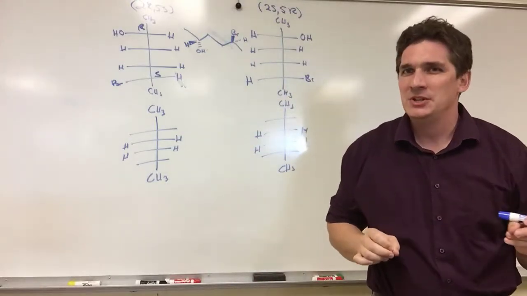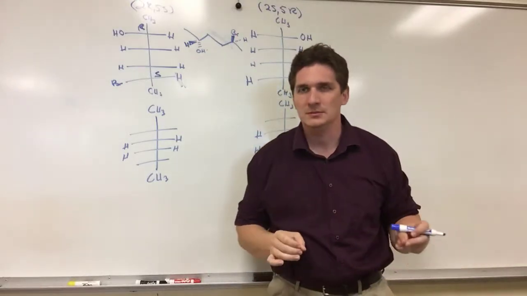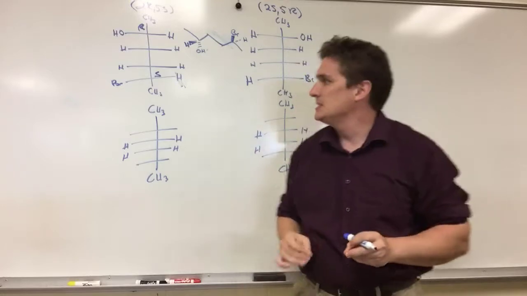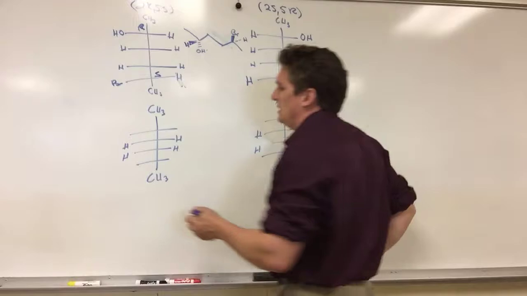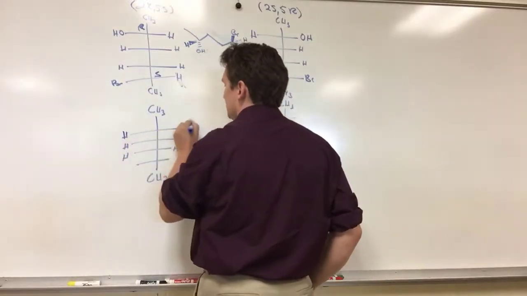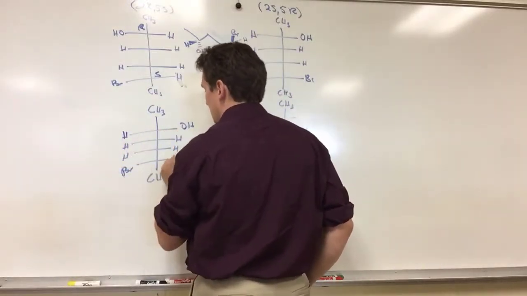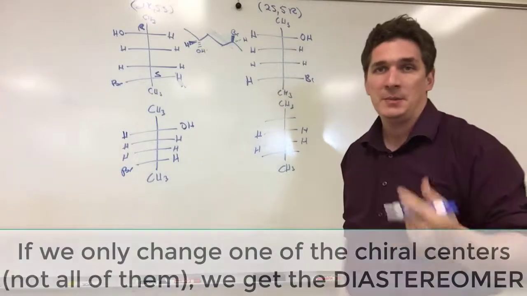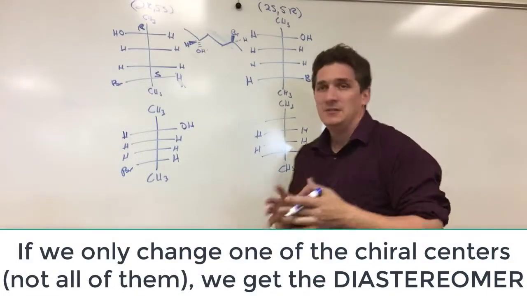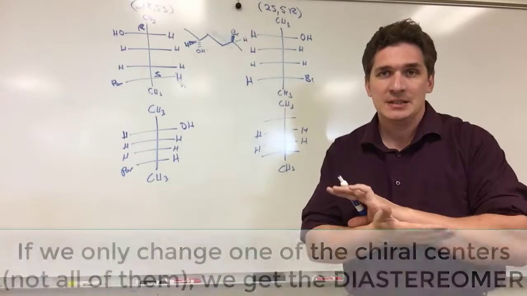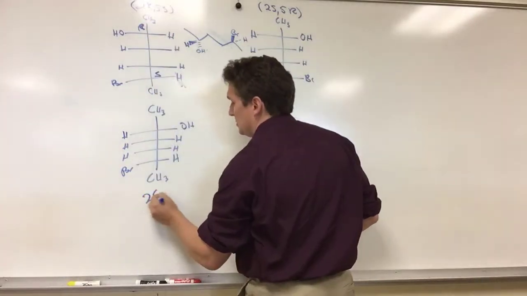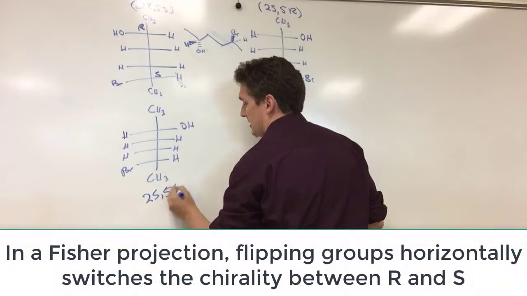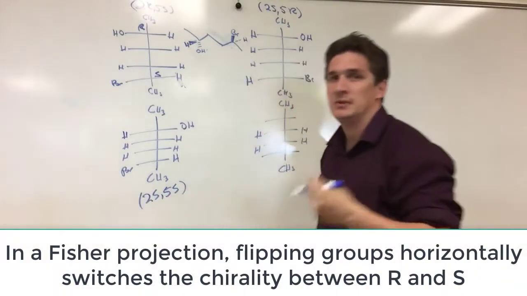What happens if we only change one of the chiral centers? Let's say, instead of taking the direct mirror image, I just flip the hydroxide and leave the bromine where they are. In a Fischer projection, switching sides left to right is going to switch from R to S. So this will become 2S, 5S, 5-bromo-2-hexanol.